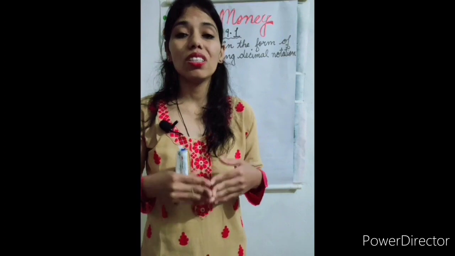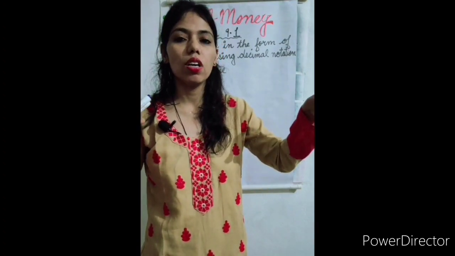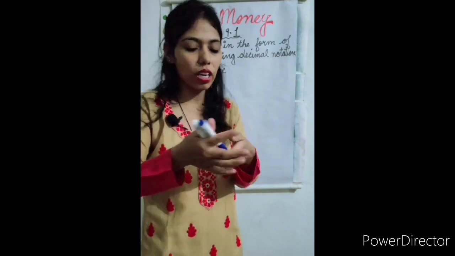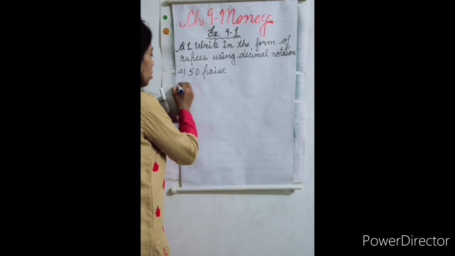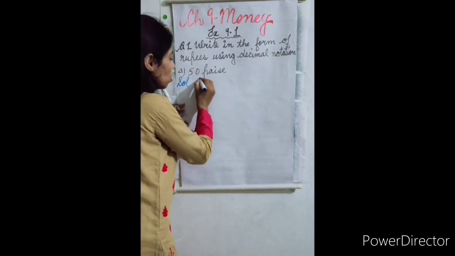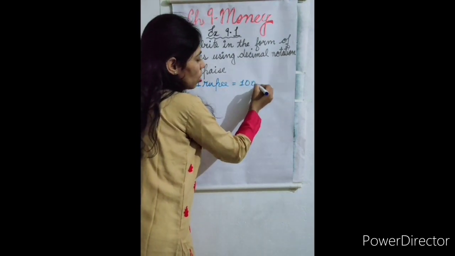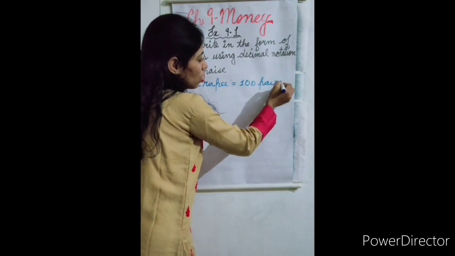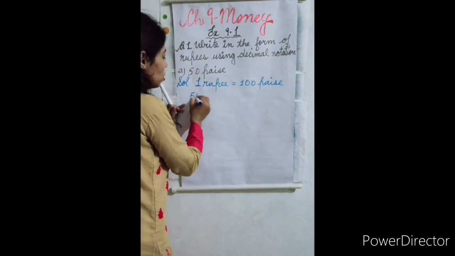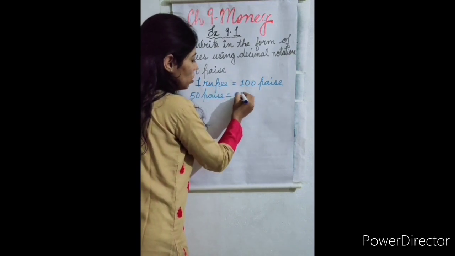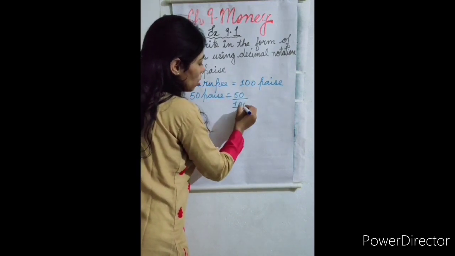Now we have to convert this 50 paise into rupees, and you all know that paise is a smaller unit and rupee is a bigger unit. So, when we have to convert a smaller unit into a bigger one, what do we do? We divide. So let's solve it. 1 rupee is equal to 100 paise, and we have to convert this 50 paise into rupees. So what we will do? We will just divide this 50 by 100.